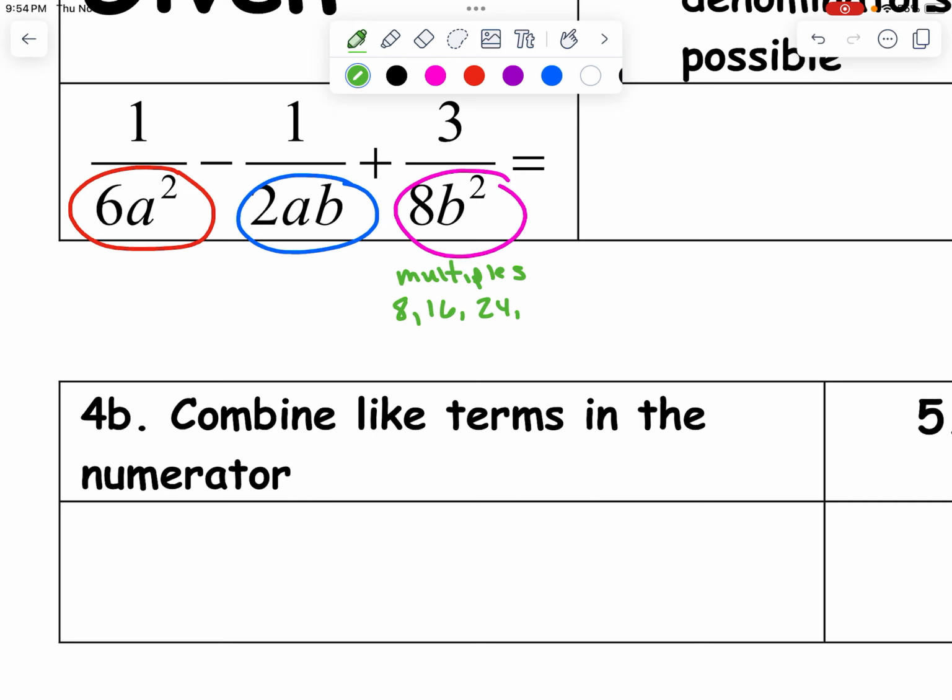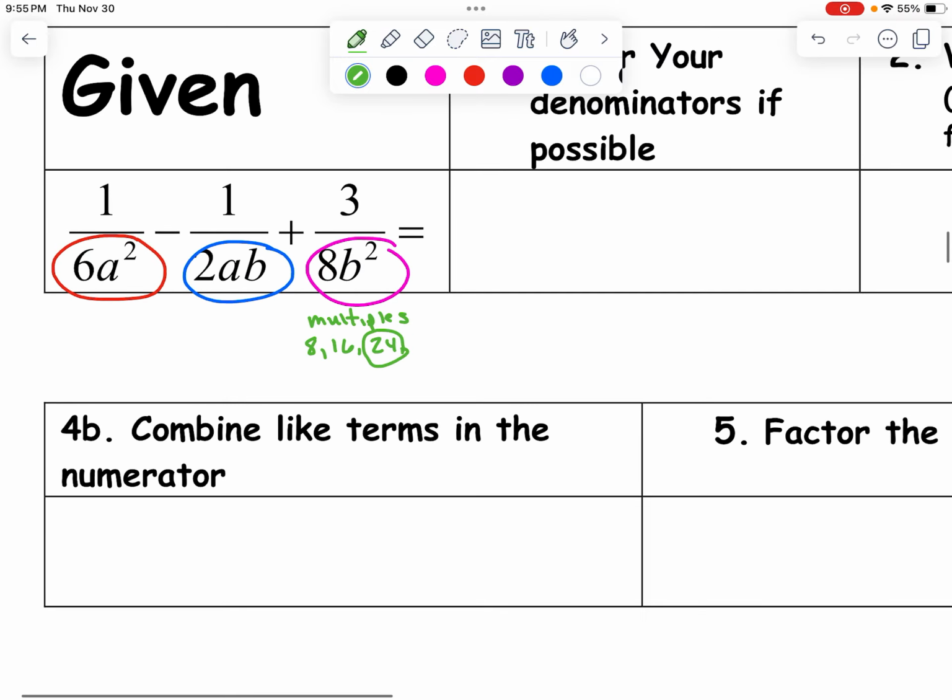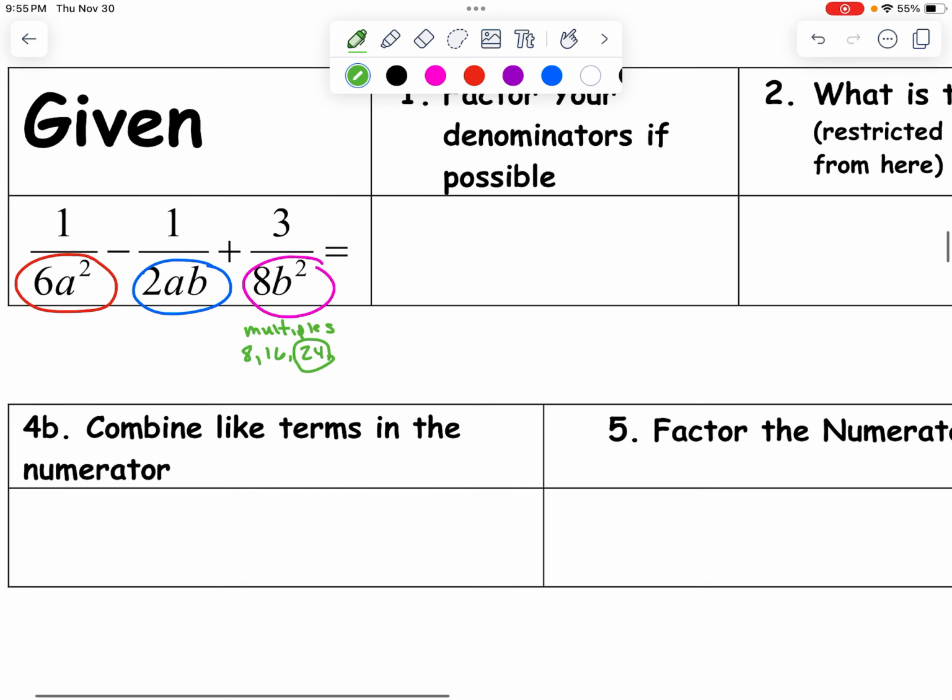Why are you picking 24? Because 2, 6, and 8 all go into 24. That's smart. Okay, so 24, because they all go into 24. Now, if they picked 48, they would actually be okay. It would just make for really big numbers that they have to reduce at the end.